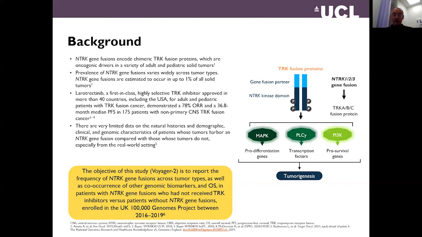So this is where personalized medicine comes in. You hear this spoken of a great deal, personalized cancer medicine. This is what it is all about. And because it is so uncommon, 1%, and you will see less than 1%, there are very limited data on the natural history. To use the 100,000 Genomes Project to illuminate that a bit more was essentially the intention of this project called Voyager 2, funded primarily by Bayer, who make larotrectinib.